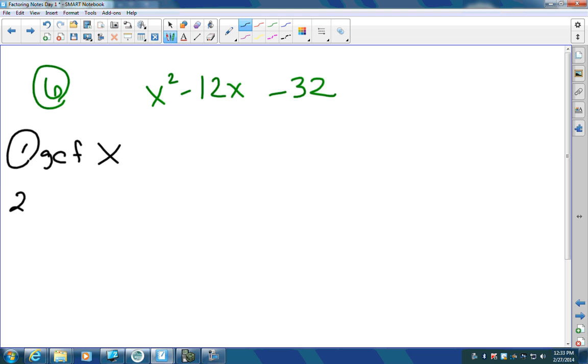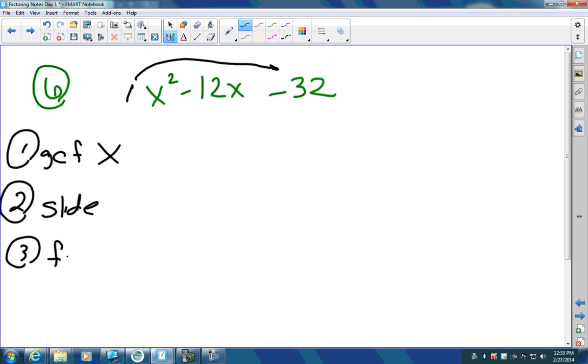So now we go to step 2 and we slide. Well, yeah, there's just that number 1 right there, right? So 1 times negative 32 is negative 32. There's nothing to slide, really. Okay, so now I can go and I can factor. See, if you just have this right here where it says x squared by itself, that's when you go, ah, because it's the easier ones, okay?